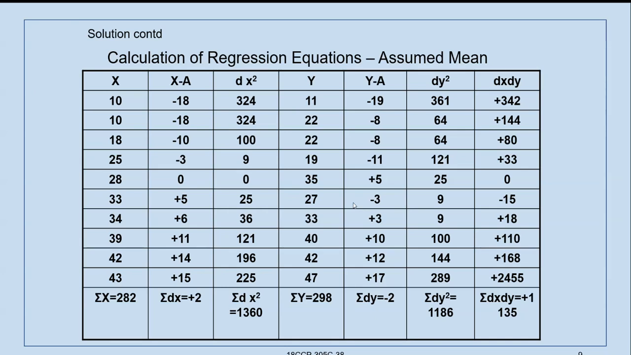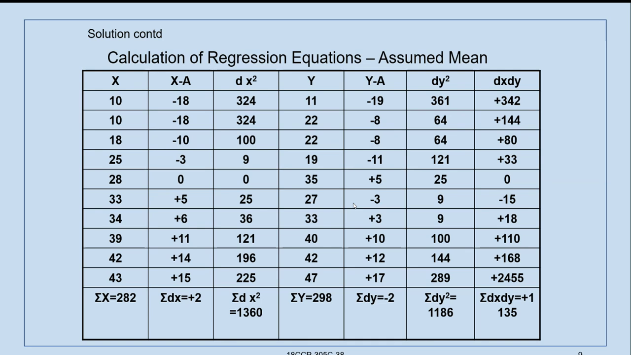So as usual, we will be drawing a table to get all the values which are required for calculating regression equations and also regression coefficients. In the first column, we have taken the X series. In the fourth column, we have taken the Y series. In the second column, X minus A, to obtain dx, X minus A is required.